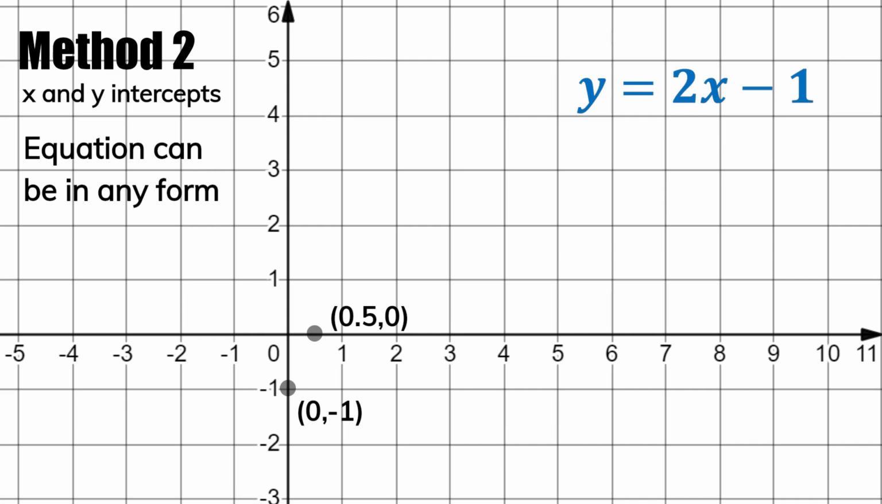0.5, 0 is our coordinate, and now that we have 2 points, we can simply get our ruler out, draw a line through these 2 points, and there is our straight line, and we can see that it is the exact same as before.